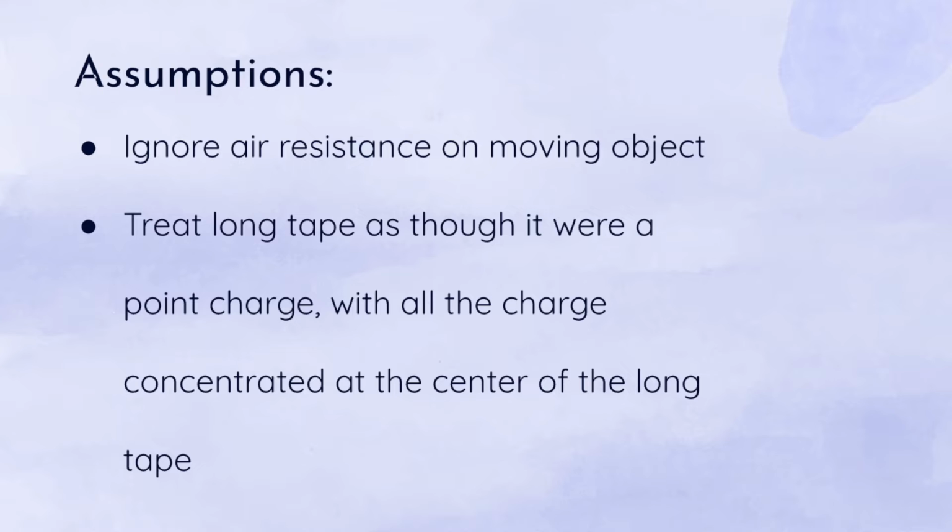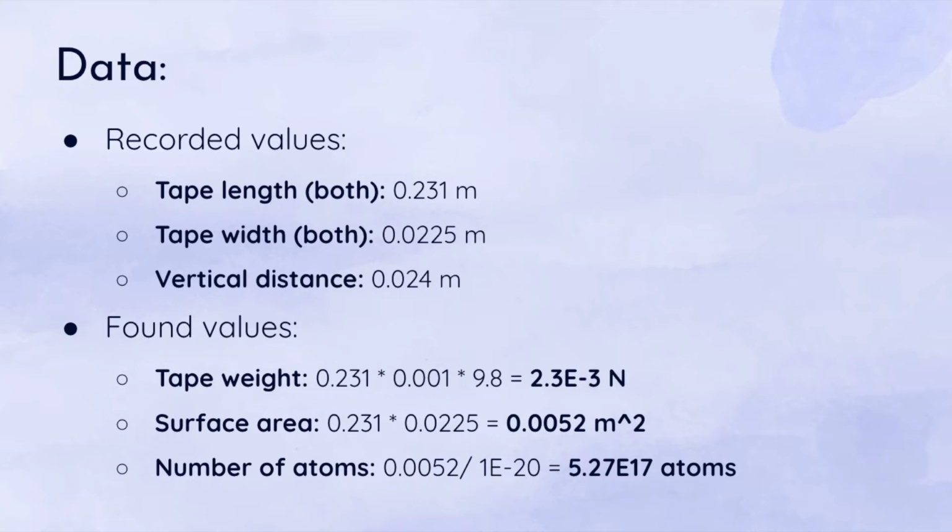First, we will need to ignore all of the air resistance on the moving object. Next, we will treat the long tape as though it were a point charge, with all of the charge concentrated at the center of the long tape. Now, before we begin discussing our GlowScript code and outputs, we will need to go over the data that we collected. First, the length of both of our tapes is 0.231 meters.